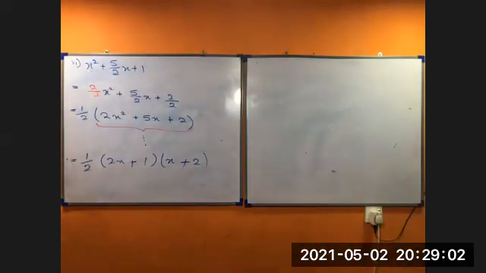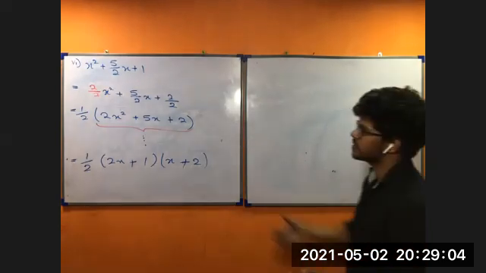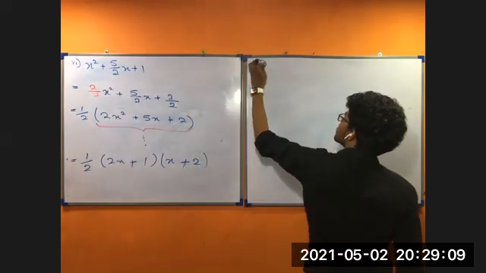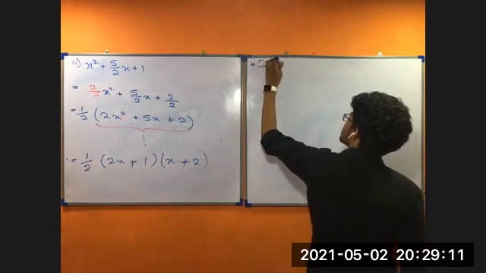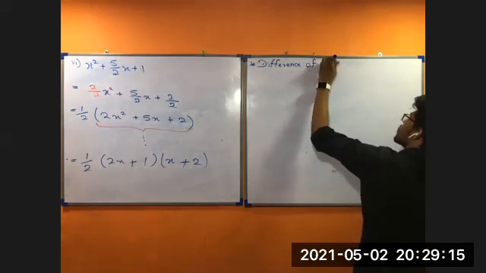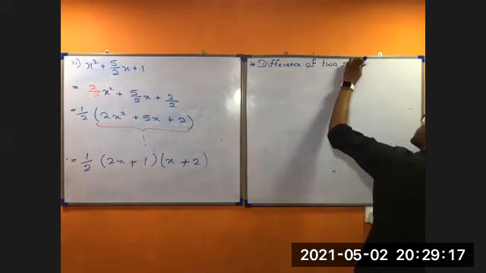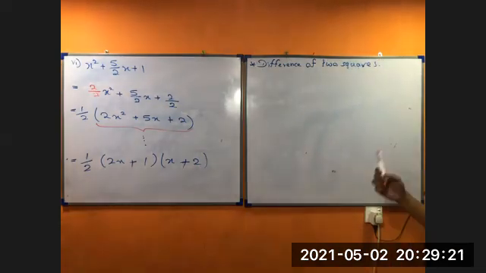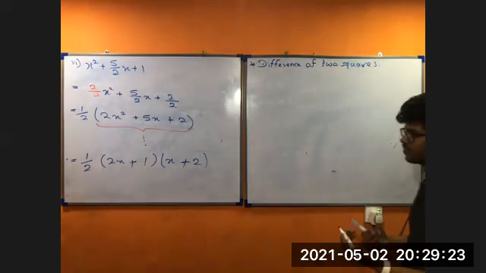Okay, next we have difference of two squares. So I will just stop it from here, this part. So the next part is difference of two squares. Difference of two squares means, like, squares means what?